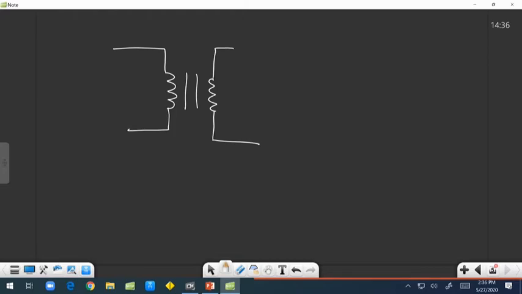Here is the primary side, and here is the secondary side. That is the secondary. And this is the turns, the coil turns of the transformer. So this is a symbol for a transformer.